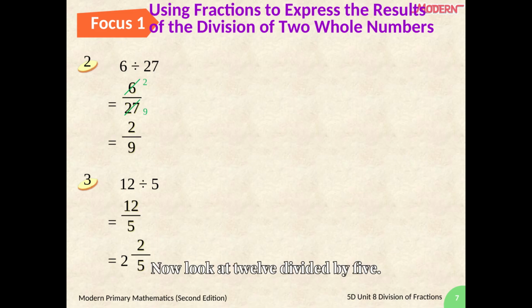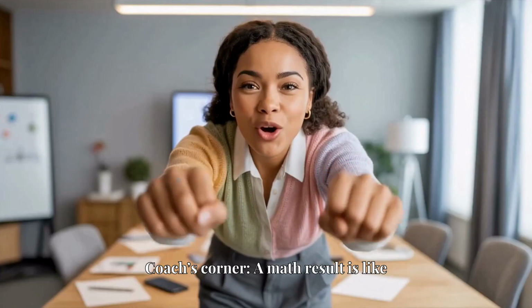Beautiful! Now look at 12 divided by 5. That's 12/5. But that's a heavy-headed fraction. We turn it into a mixed number, 2 and 2/5. Whether it's a reduction or a conversion, we make those numbers look their absolute best. Precision is style, team.